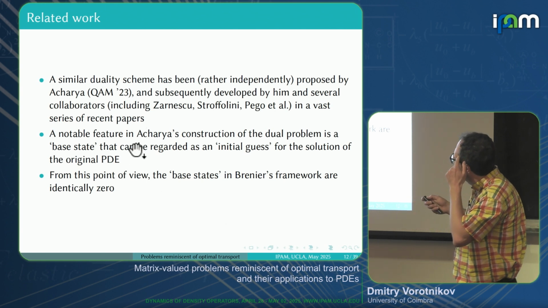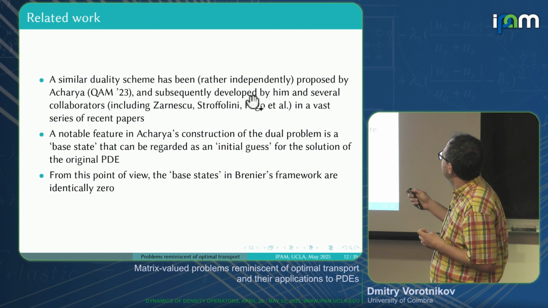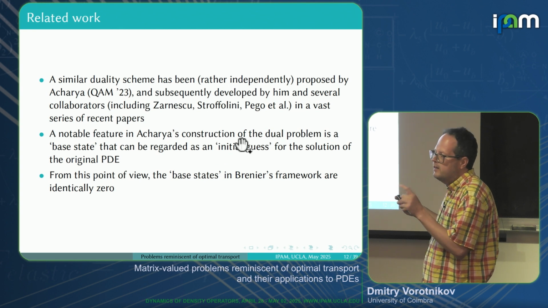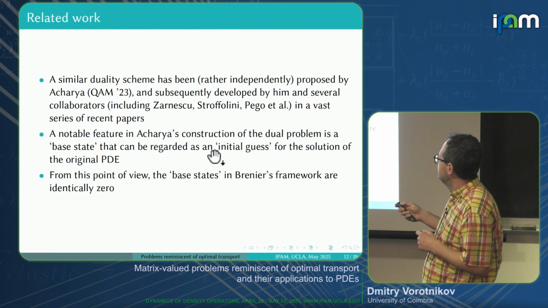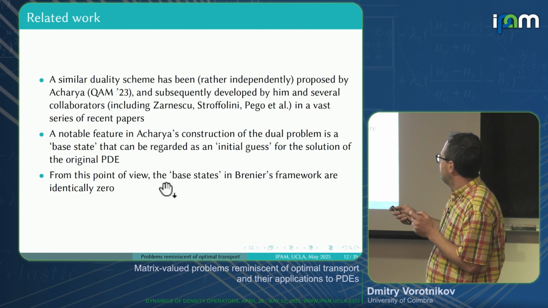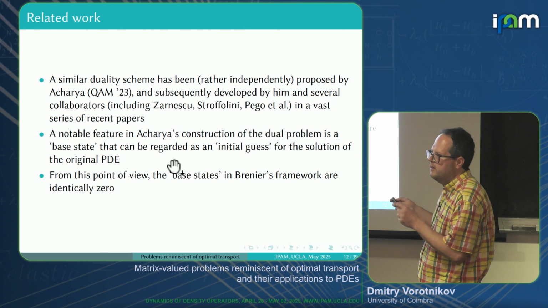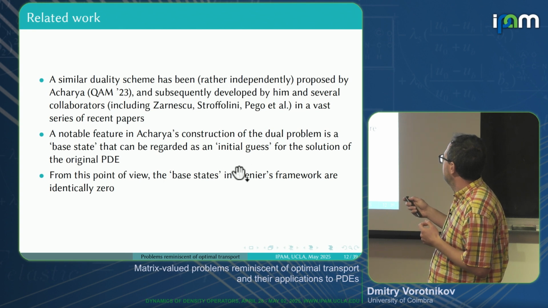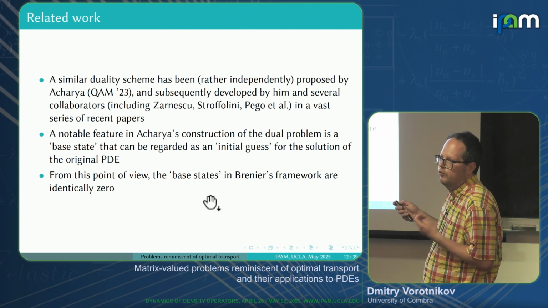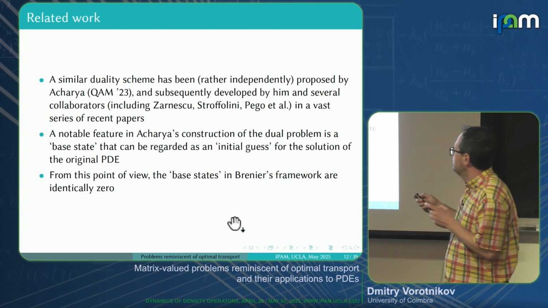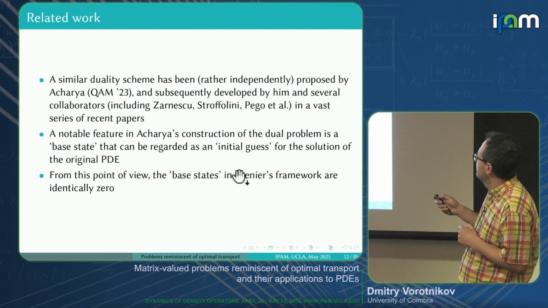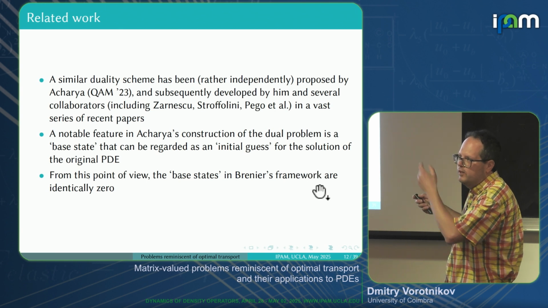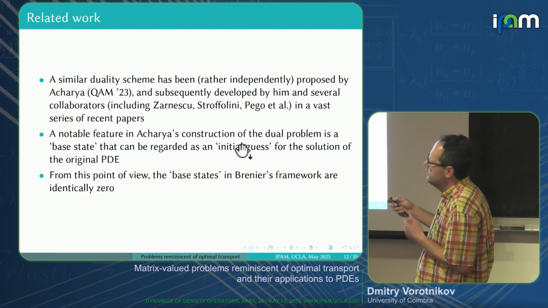And there is also another group, essentially from Carnegie Mellon, which rather independently developed similar kinds of ideas, but there is some difference because in their construction they also have some kind of base state, which in Brenier's case is just 0, and this base state helps to get some kind of consistency. So this base state can be viewed as a kind of initial guess for the solution of the PDE that you want to solve. I won't describe this in detail because this would require some extra time. But there are quite a lot, like 10 or 15 preprints on this from this group, very recently.